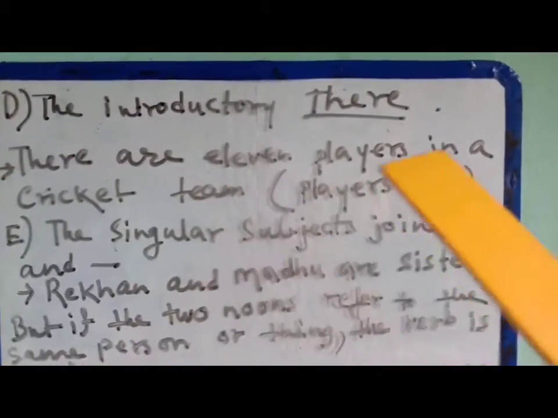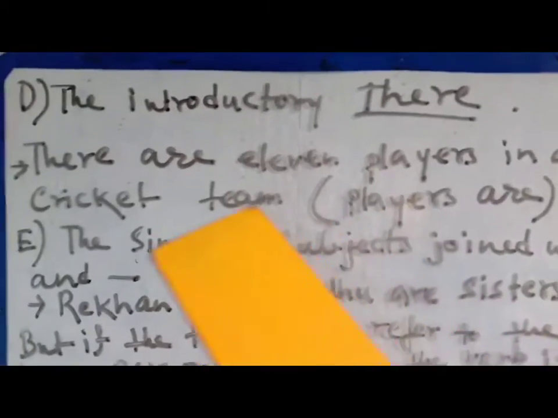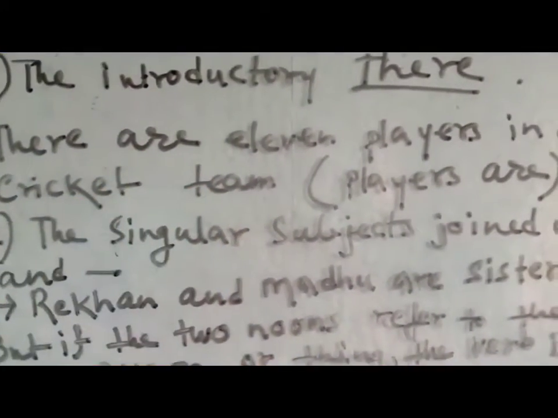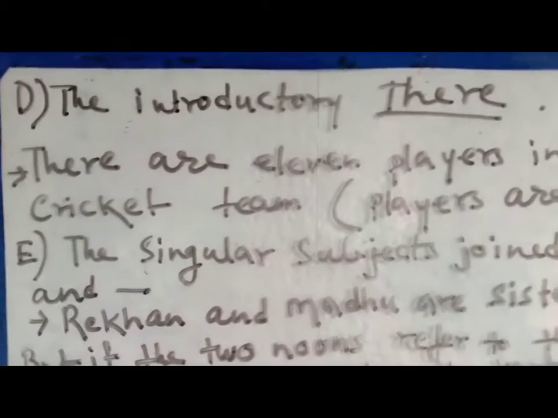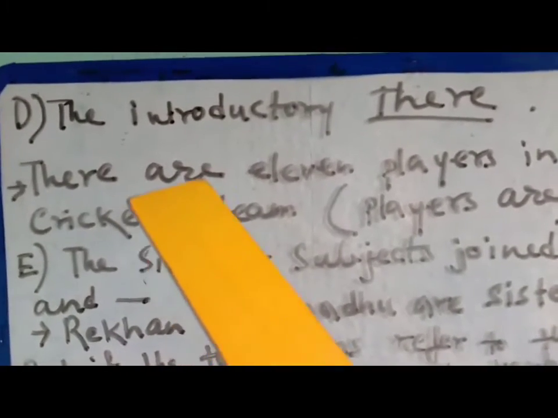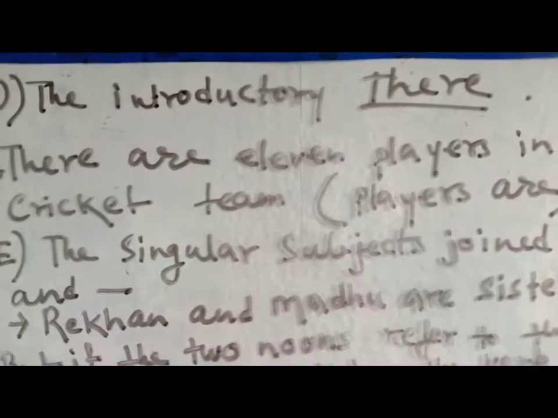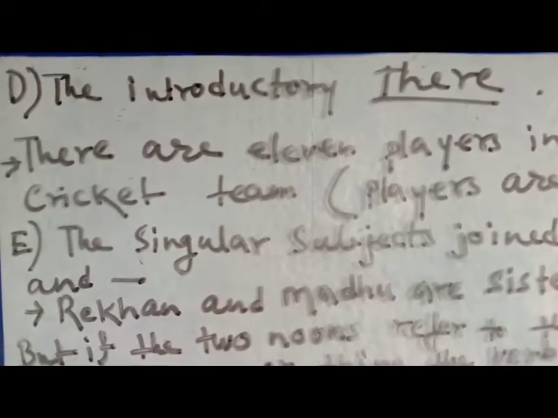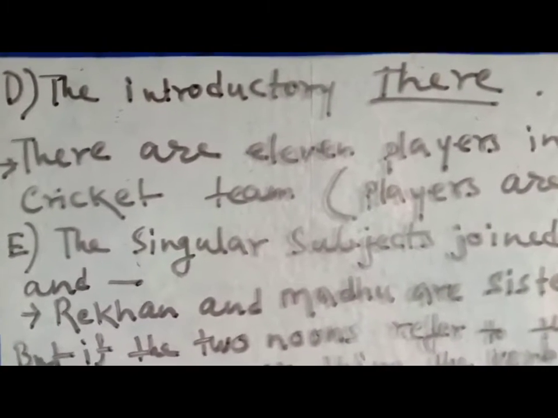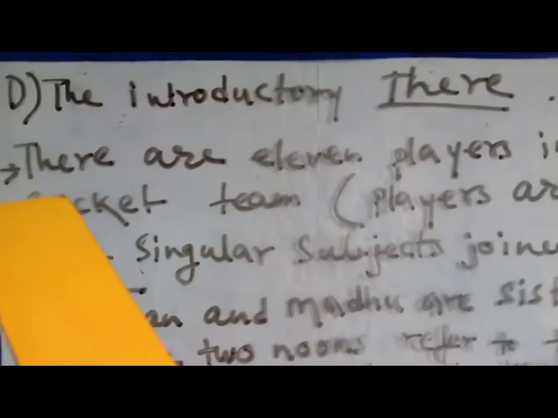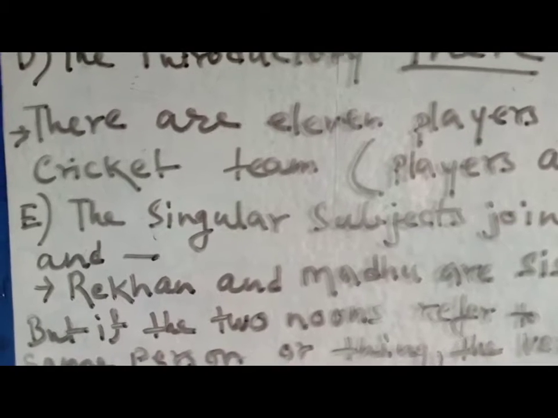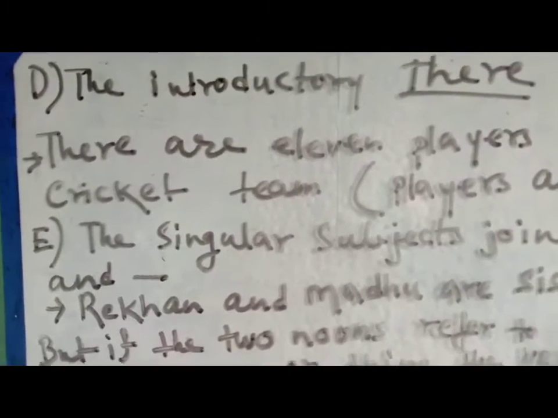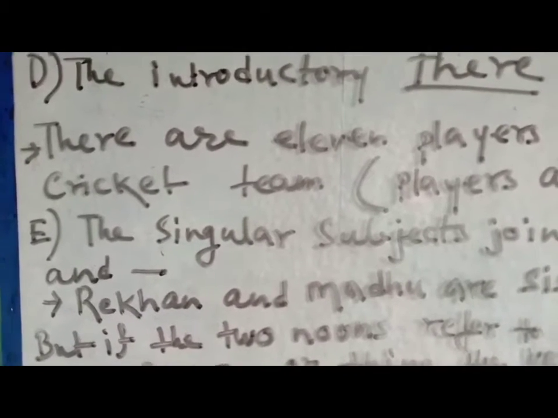There are 11 players in a cricket team. Where is the verb here? Are. Generally we can see the verb is placed just after the subject. But in this case some sentences are starting with "there". These are the introductory "there", you can say. So the real subject is placed after the verb.